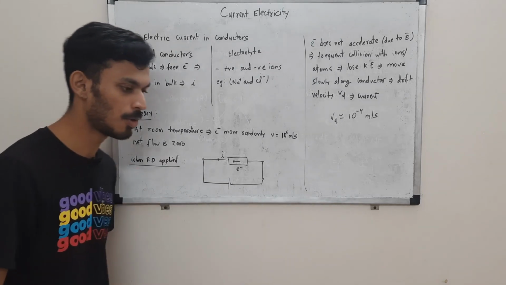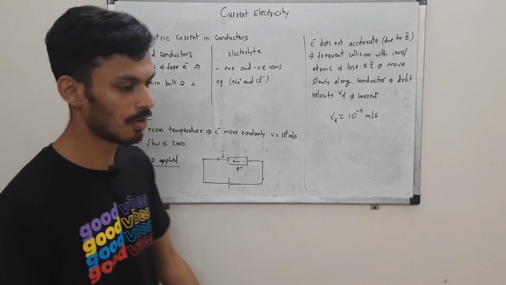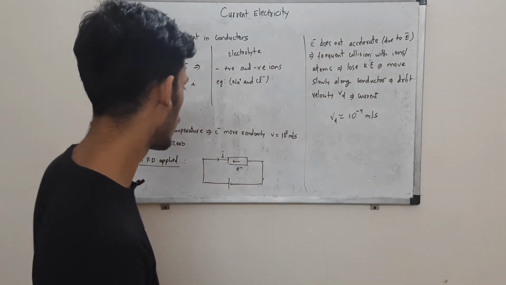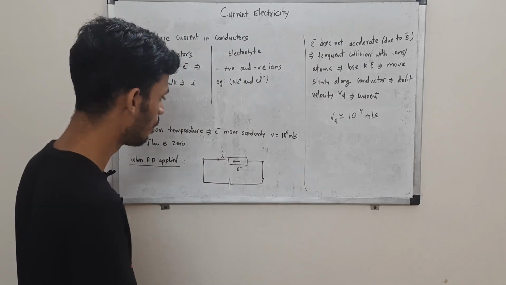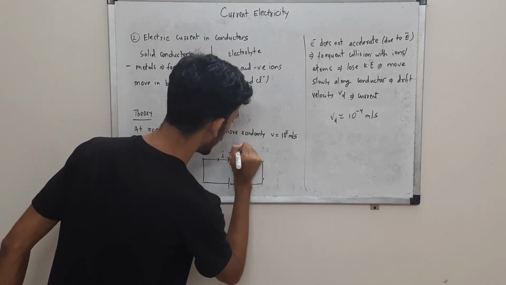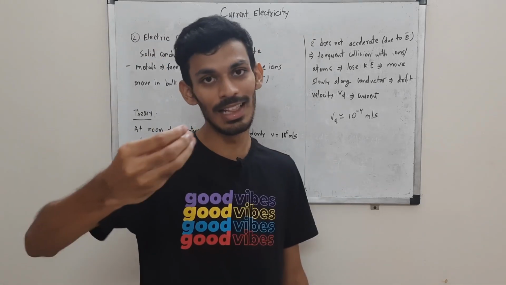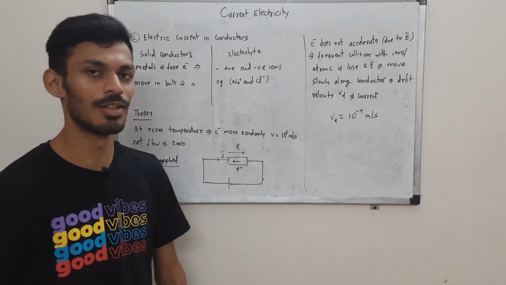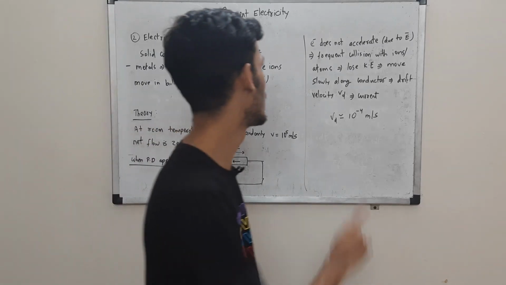But what happens when you apply the potential? When you apply the potential, you see the flow of electrons, opposite to the direction of the electric field, and of course the electric current. So here you have applied the potential, there is an electric field over here. You might feel that the electrons should be accelerated opposite to the direction of the electric field. But that is not the case. What happens over here? Let's study that.